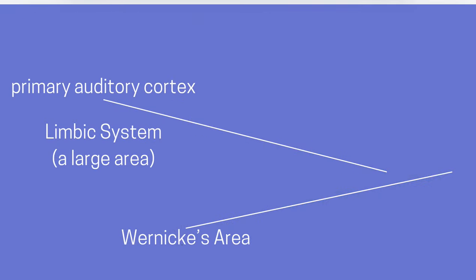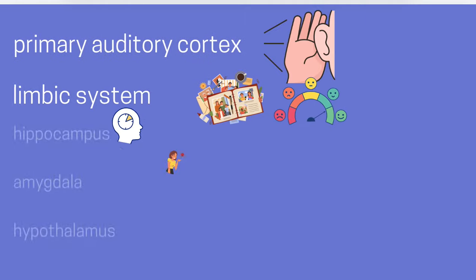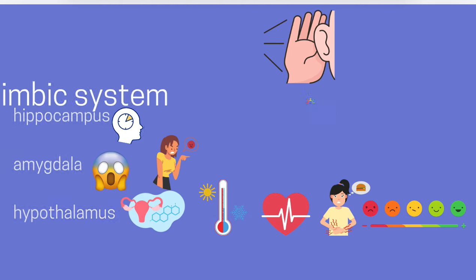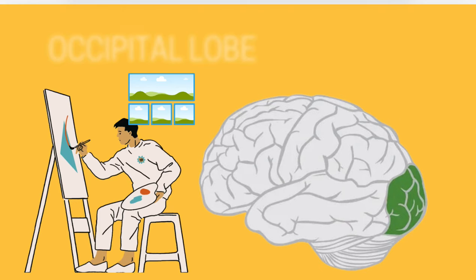The primary auditory cortex controls hearing. The limbic system, made up of the hippocampus, the amygdala, and the hypothalamus, handles memories and emotions. The hippocampus stores long-term memories, the amygdala processes emotions like fear and aggression, and the hypothalamus regulates hormones, body temperature, heart rate, hunger, and mood. Lastly, Wernicke's area, like Broca's area, controls our speech production.